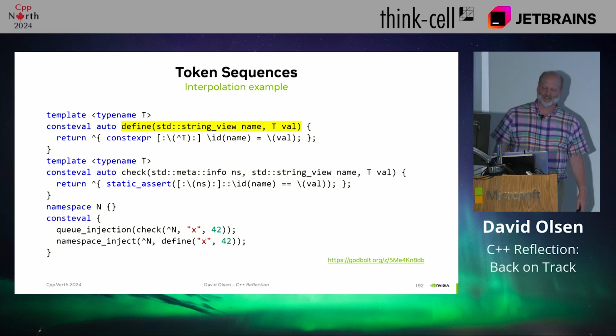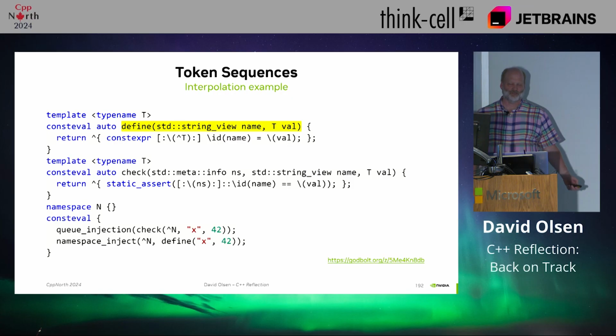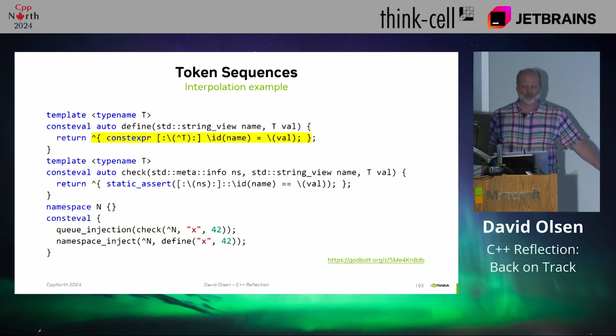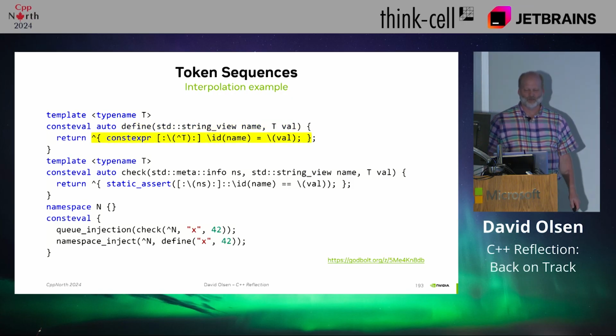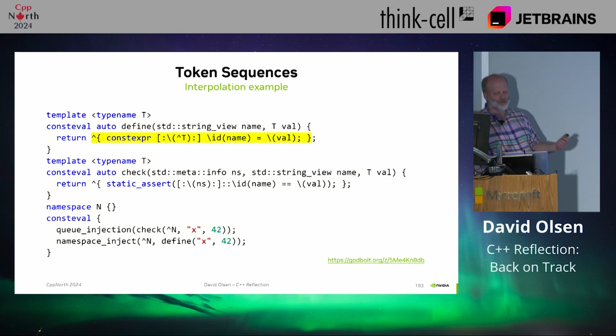The define function takes the name of the variable as a string and its initial value. It returns a token sequence defining the variable, containing the type of the initial value, the name of the variable as an identifier rather than a string, and the initial value.